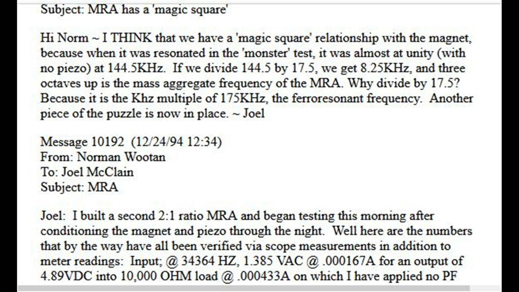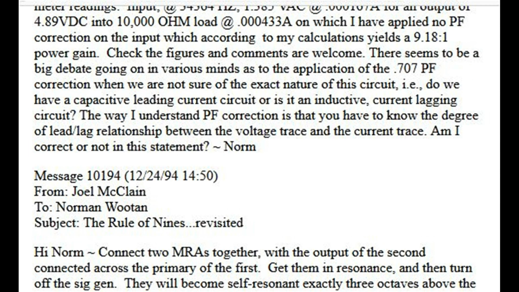Input, at 34364 Hz, 1.385 volts alternating current at 0.0001667 A for an output of 4.89 volts direct current into a 10,000 ohm load at 0.000433 amps, on which I have applied no power factor correction on the input, which according to my calculations yields a 9.18 power gain. Check the figures and comments are welcome.